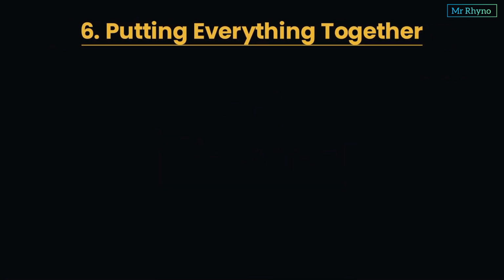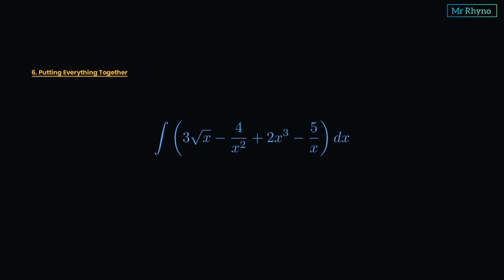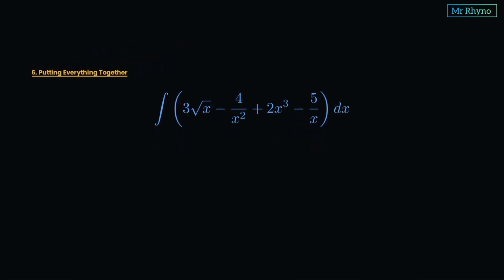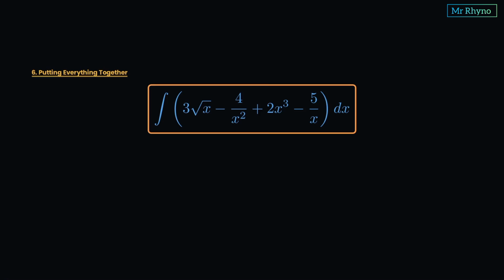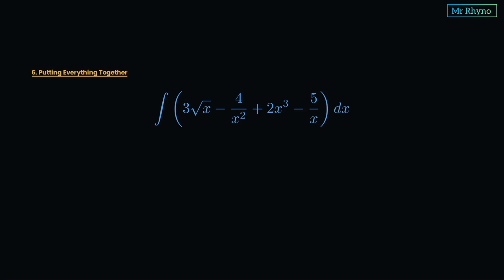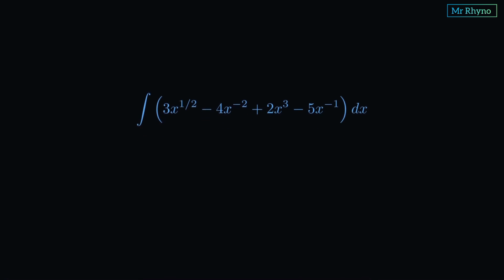Now let's solve an exam-style question. Evaluate the integral of 3 square root of x minus 4 over x squared plus 2x cubed minus 5 over x dx. Don't attack the whole expression at once. First, rewrite everything as powers. The square root becomes x to the 1/2. The fraction 4 over x squared becomes 4x to the negative 2. And 5 over x becomes 5x to the negative 1. So the integral becomes 3x to the 1/2 minus 4x to the negative 2 plus 2x cubed minus 5x to the negative 1 dx. Now integrate each term.